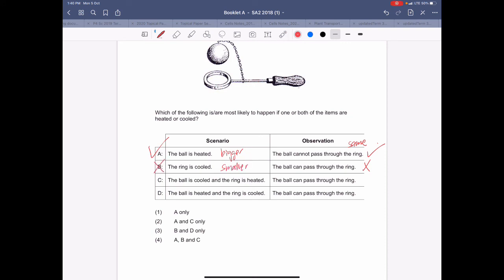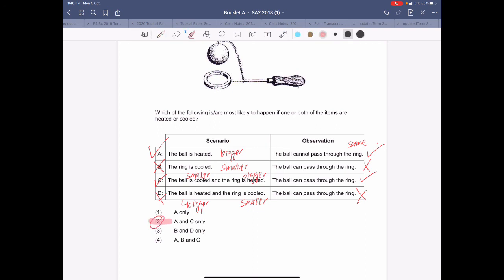So wrong. Ball is cooled, ring is heated, ball can pass through. Correct, because your ball becomes smaller and your ring becomes bigger. So yes. Ball is heated and ring is cooled, ball can pass through. Wrong. Why? Ball becomes bigger, ring becomes smaller. Obviously cannot. So therefore your answer is A and C, number 2.